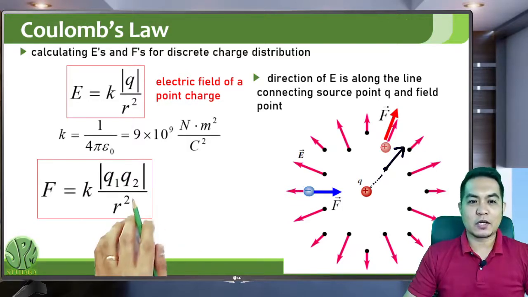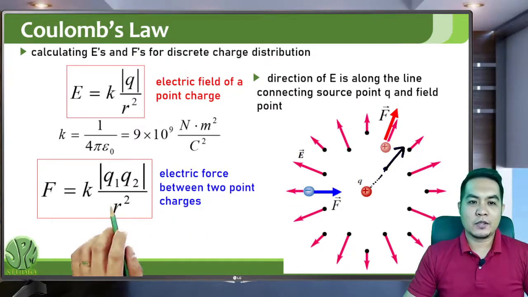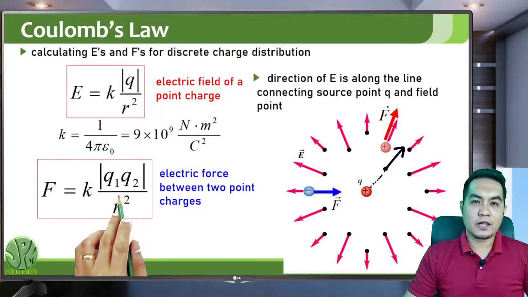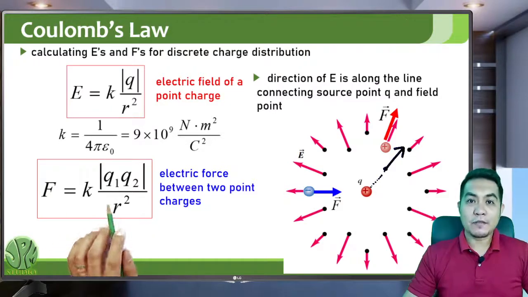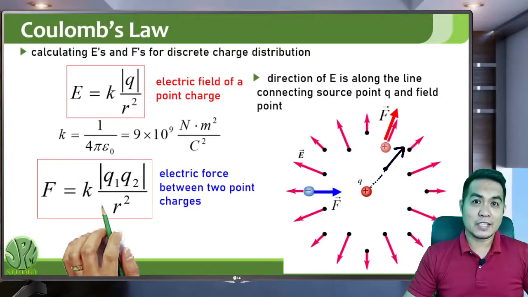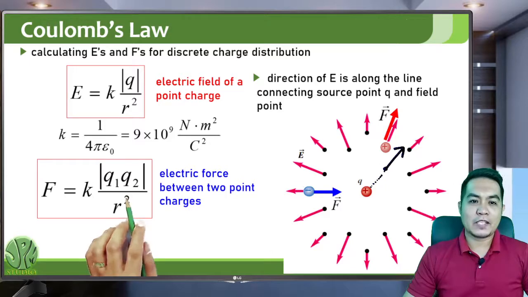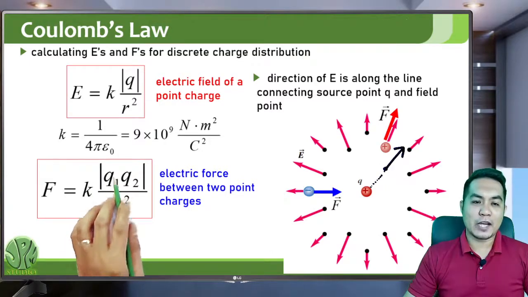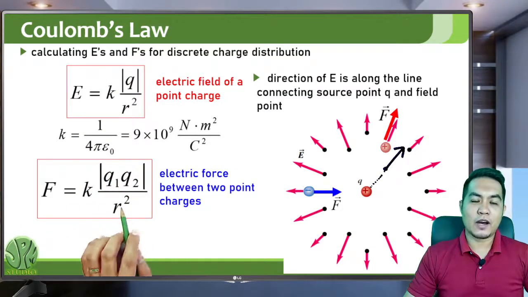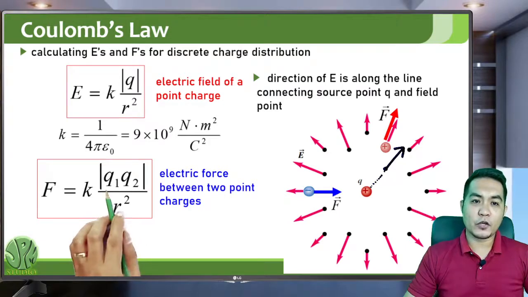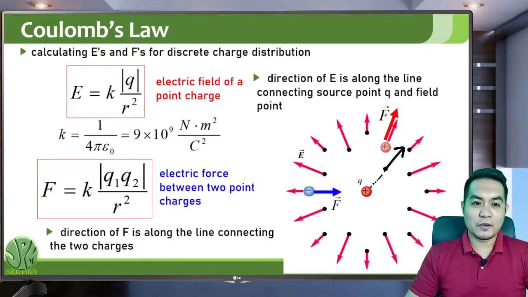For the force, this is now Coulomb's law for a force. This is the force between 2 point charges. If you want to know the force exerted by Q1 on Q2, or Q2 on Q1, their magnitudes are actually the same, but their directions are opposite, just as I explained in the previous video. This is the magnitude of the force: K, absolute value. Take note of the absolute value because this is a magnitude, so it is positive. Absolute value of Q1 Q2 over r squared, where r is the distance between Q1 and Q2. The direction of the force again is along the line connecting the two charges.